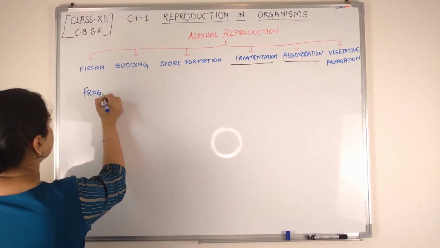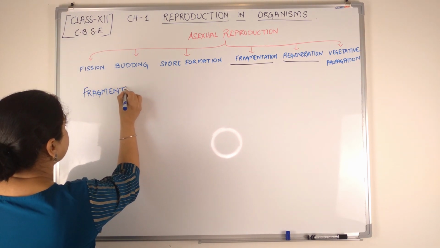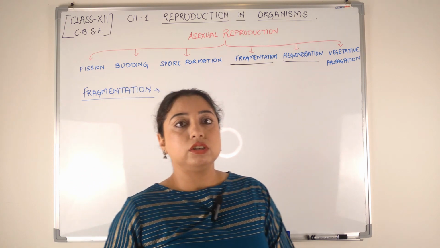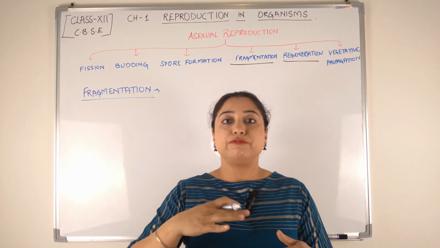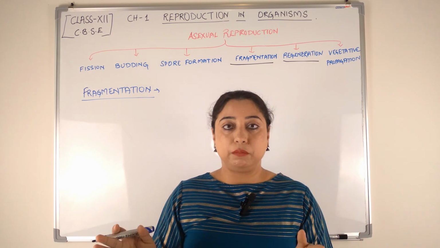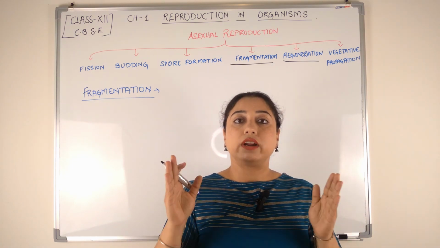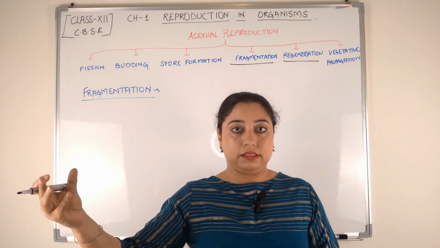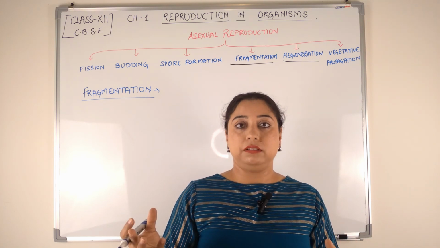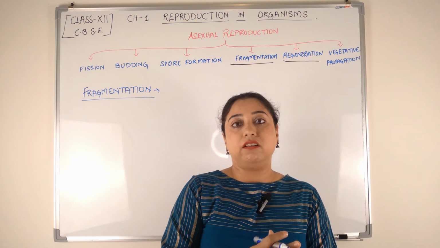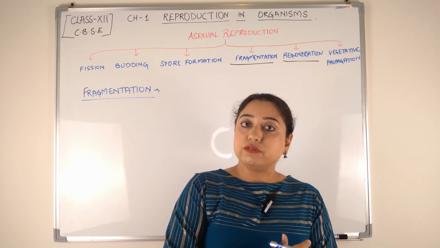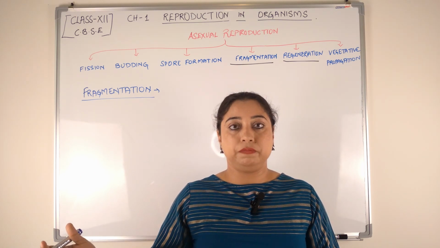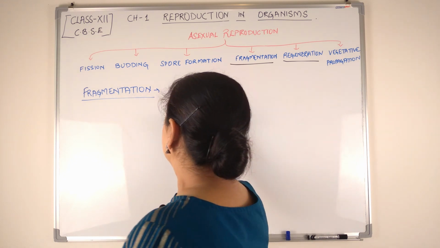Fragmentation, as the name itself says, involves the formation of fragments. What happens in fragmentation is that on maturity, the parent body breaks into one or many small pieces. Each of the pieces is known as a fragment. Now each fragment behaves like totipotent cells. That is, each fragment has the ability to develop into a fully grown, complete new individual. Right? So what is fragmentation?